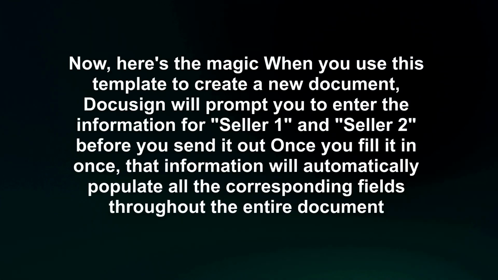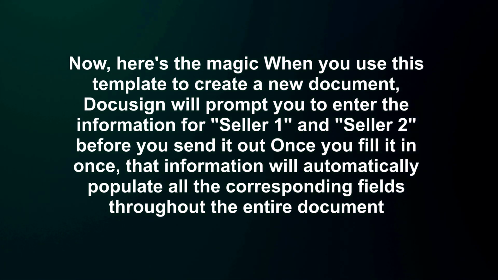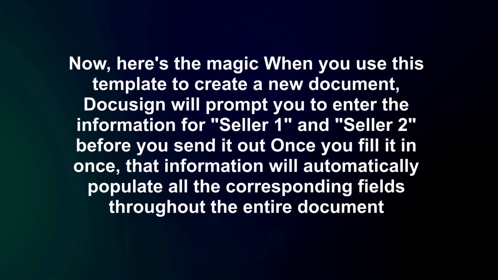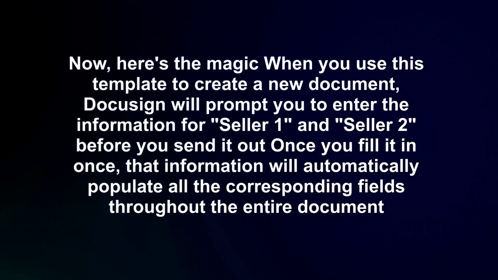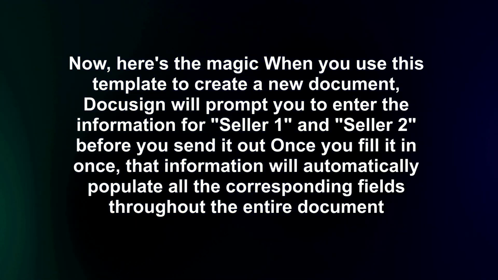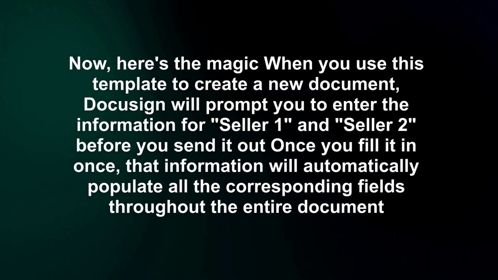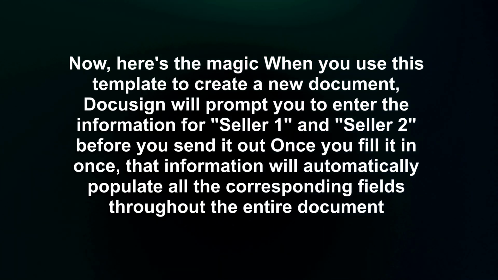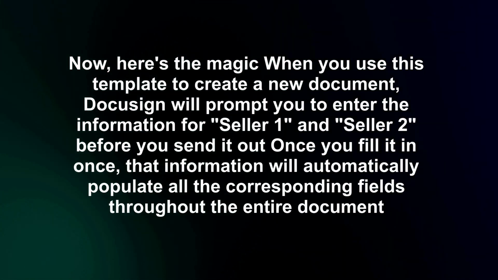Now, here's the magic. When you use this template to create a new document, Docusign will prompt you to enter the information for Seller 1 and Seller 2 before you send it out. Once you fill it in once, that information will automatically populate all the corresponding fields throughout the entire document.